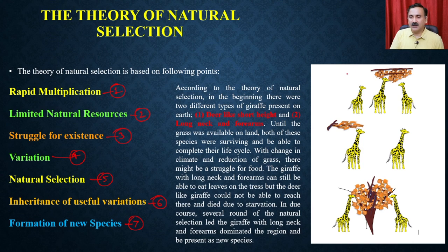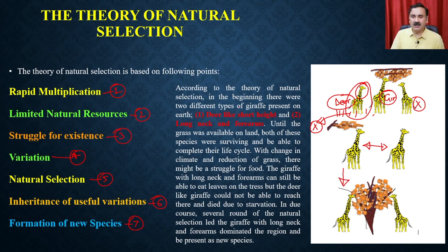Now see here, what Darwin has said is that you have two different types of giraffes. You have a giraffe which looked like a deer, a deer-like giraffe, and there was a giraffe which was the natural giraffe, what we could see nowadays. So when this deer-like giraffe was present in the environment, initially there was grass, so both of these species were surviving. But then there was a scarcity of grass and the leaves were only available on the trees. When the leaves were only available on the trees, this deer-like giraffe could not get the nutrition because his neck was small, right? So he cannot reach these trees. Because of that, they start dying. And this guy was surviving, so he started mating with another giraffe, and that's how their number is increasing, and that's how we could see a new species.